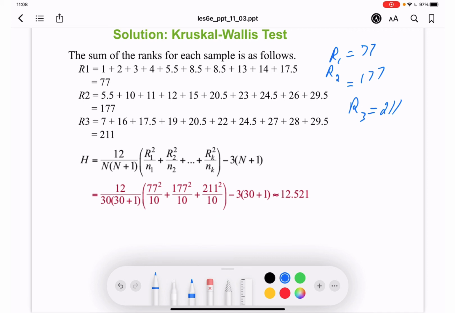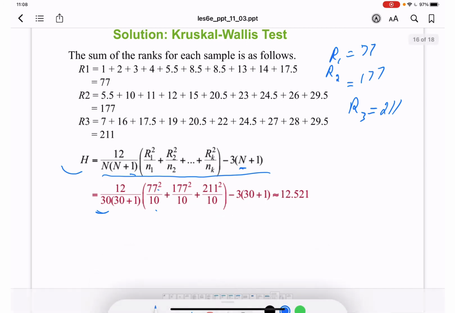And the test statistic for the Kruskal-Wallis is going to be 12 divided by N times N plus 1, that's the entire formula, where N is 30, the total of 3 samples, 10 each. So 30 plus 1 here, and then R1, 77 squared divided by N1, 10, and so on, and then minus 3 times N plus 1, which is 30 plus 1, and you get your result. This is our test statistic. So we have a test statistic of 12.52.